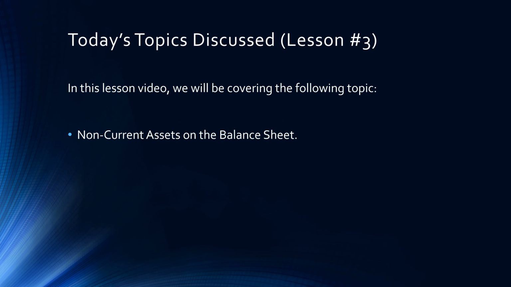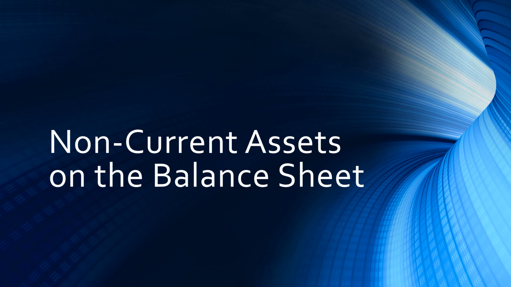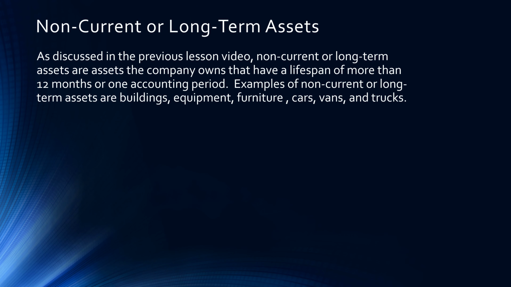Today's topic, we will be discussing non-current assets on the balance sheet. As discussed in the previous video lesson, non-current or long-term assets are assets the company owns that have a lifespan of more than 12 months or one accounting period. Some examples of non-current or long-term assets are buildings, equipment, furniture, and various types of vehicles, such as cars, vans, and trucks.